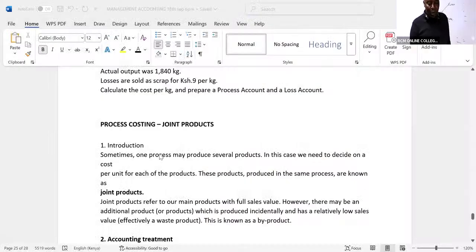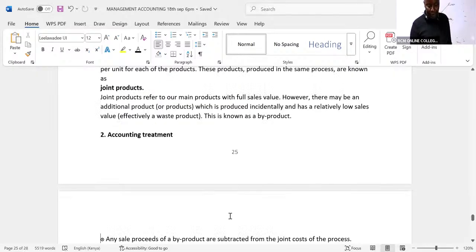So we are told here sometimes one process may produce several products. In this case, we need to decide on a cost per unit for each of the products. These products produced in the same process are known as joint products. Joint products refer to our main products with full sales value. However, there may be an additional product which is produced incidentally and has a relatively low sales value, effectively a waste product. So this is known as what here? A byproduct. They normally have very low sales values.